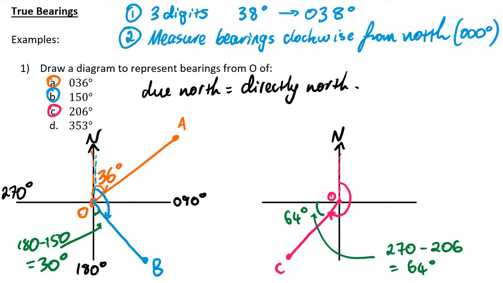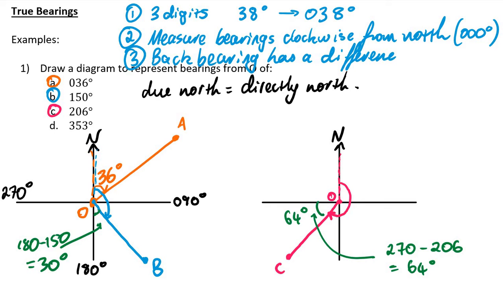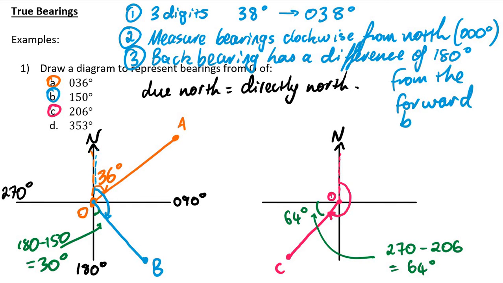At this point, I'd like to stop and talk about the third thing that we can say with bearings, and that's that the back bearing has a difference of 180 degrees from the forward bearing. Okay, now what does that mean? Well, that means to get from O to C, the bearing from O to C is 206 degrees.